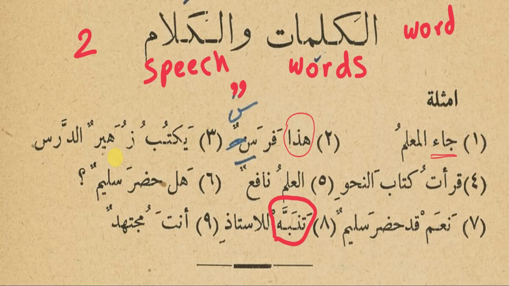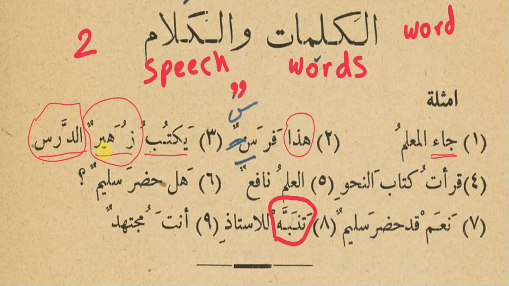Here يكتب زهير الدرس. This is one word, two words, three words. يكتب here is the present tense for the word write. So he writes. This is how you understand this by itself. He writes. We will discuss how you understand the pronoun he in this word later. Zuhair is a proper noun. That's the doer, the subject of this sentence. He's the one who is doing the writing. يكتب زهير الدرس, the lesson. So Zuhair is writing the lesson.